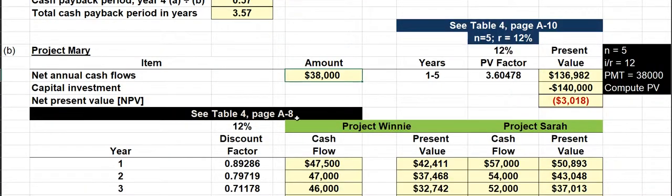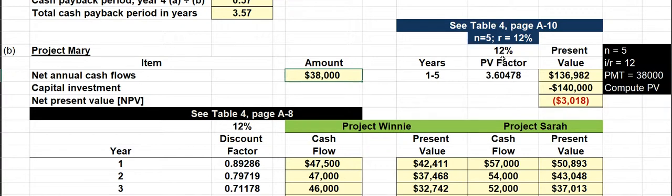And so what we're wanting to know is, if we're getting $38,000 every year for 5 years, and the required return is 12%, what is that worth today? Think of this like the lottery, where you are going to be receiving $38,000 every year for the next 5 years, and you are wanting to get the cash option, so you get the money today.